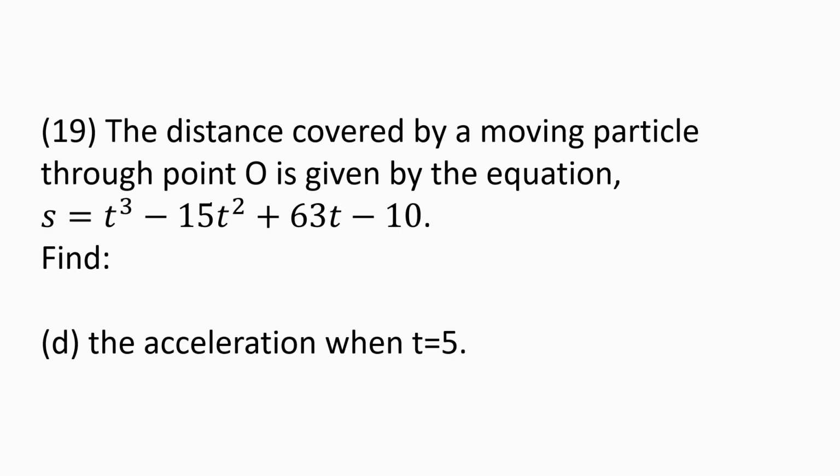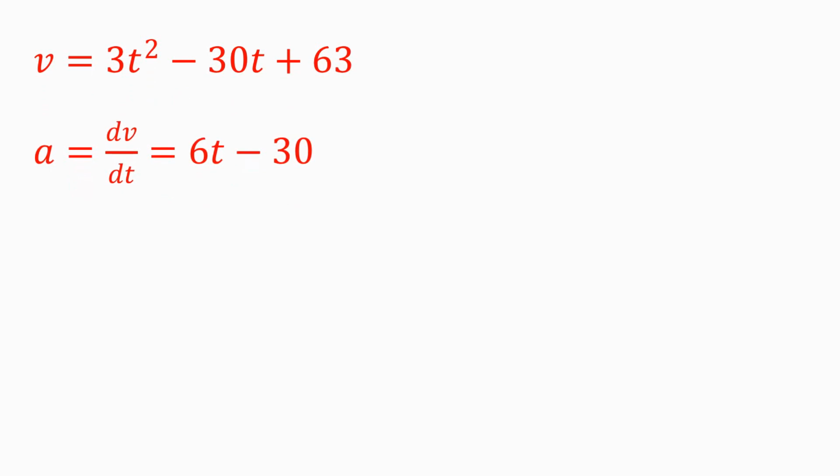Question 19 part D. Find the acceleration when t is equal to 5. So acceleration is the differentiation of the velocity function. So we need to differentiate the velocity function, and our velocity function is 3t squared minus 30t plus 63. Therefore, our acceleration function will be 6t minus 30.